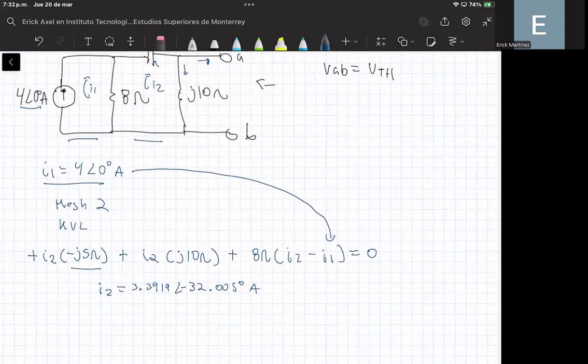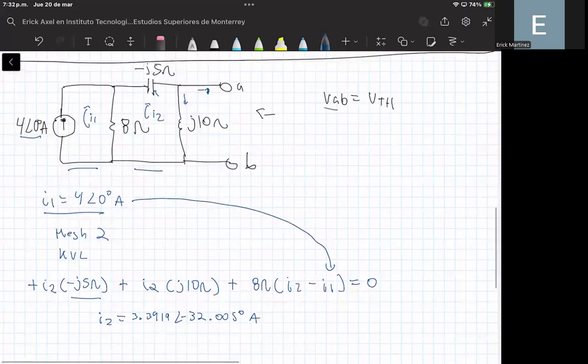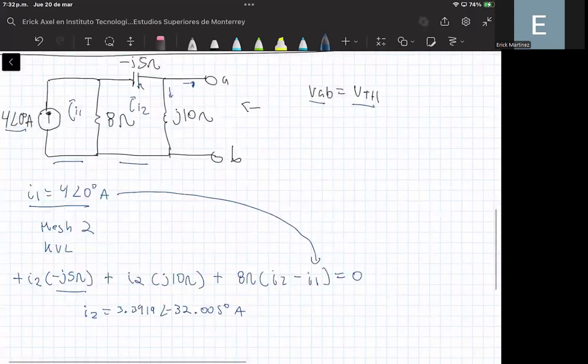Okay, but now remember that we need to compute the voltage between the terminals A and B, that is equal to the Thevenin voltage. But you can notice that this voltage between terminals A and B is equal to the voltage of this inductor, okay, that has an impedance of J 10 ohms.